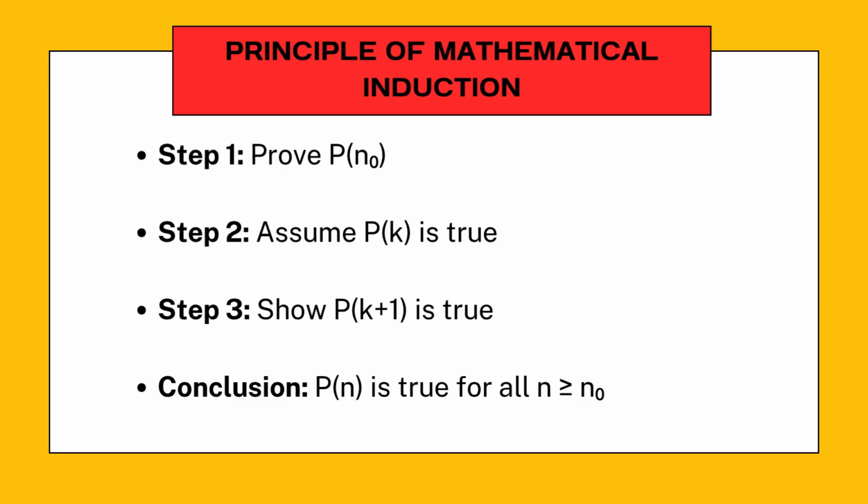And lastly, using that assumption, show that P of k plus 1 is also true. This is the key step. If we can always go from k to k plus 1, the domino effect takes over. Once all three steps are done, we can state the conclusion: P of n is true for all n greater than or equal to n naught. This is the foundation of every proof by mathematical induction. Now let's put this into practice with some examples.